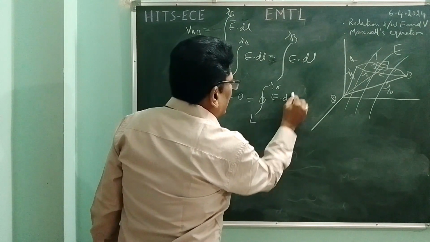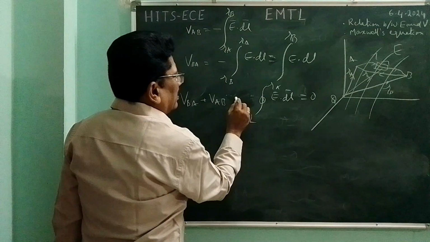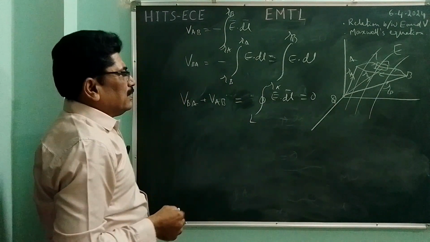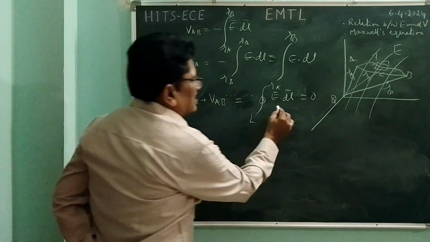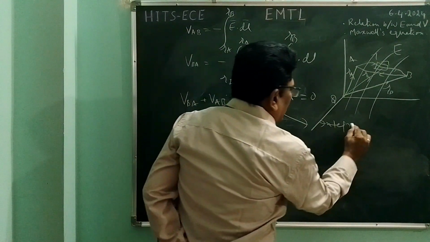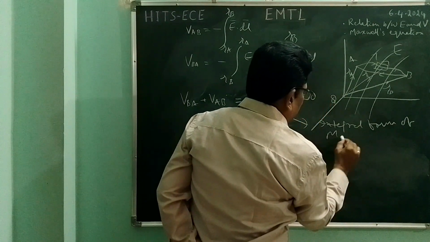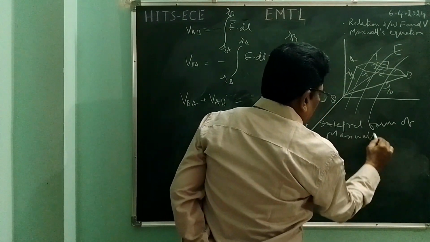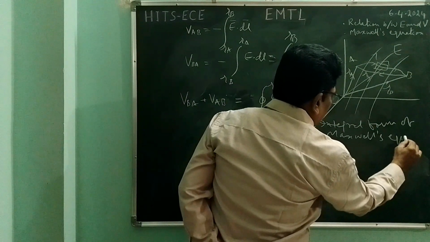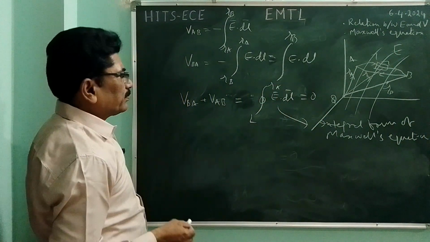The closed line integral of E dot dl is equal to 0. This is called the integral form of Maxwell's equation.